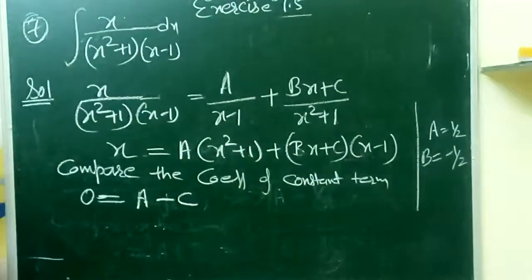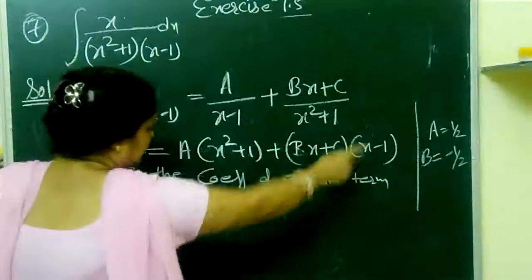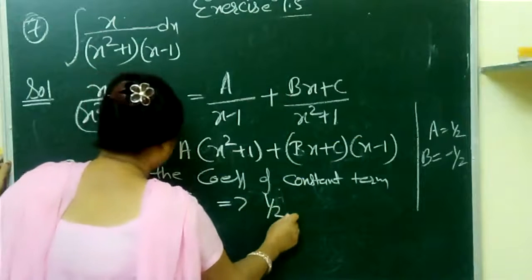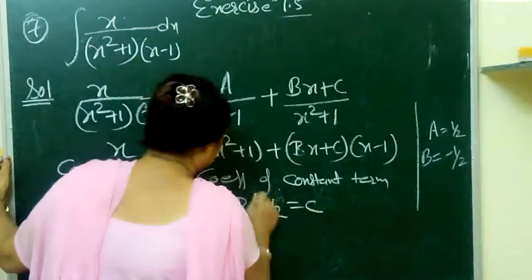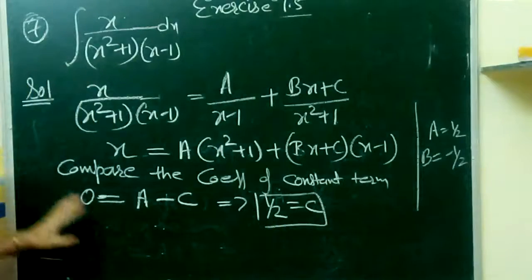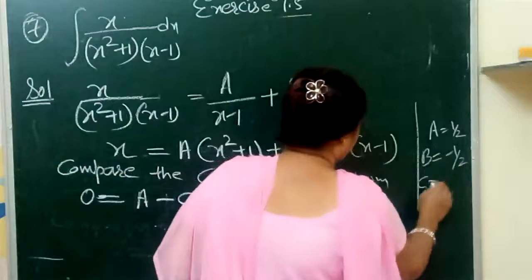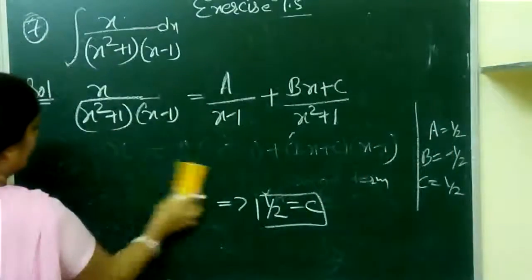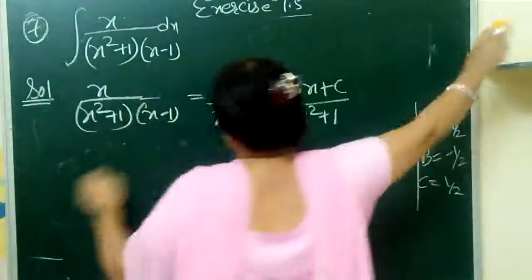Now what is the value of a? The value of a is half, you can see here. So what will come here? Half is equal to c. The value of c is coming here half. Now the value of a is coming, the value of c is coming, and b is coming. Now our target is to put all these values in this equation.